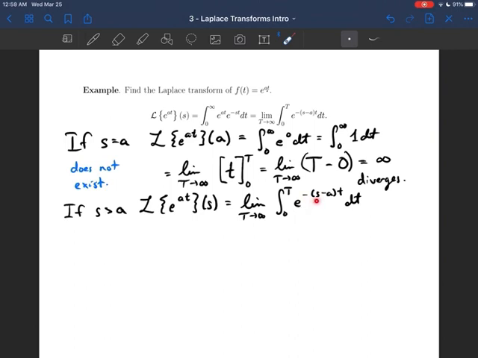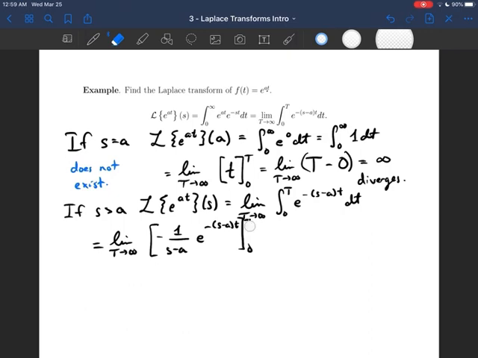That's easy enough to do. Remember that this entire part out front, the minus (s minus a), is a constant with respect to our variable of integration, which is t. So here our antiderivative is minus 1 over (s minus a) times e to the minus (s minus a) t, from 0 to T, and we're taking the limit still as capital T goes to infinity. Hopefully you can read what we've got. Now we need to plug in our capital T and our 0.